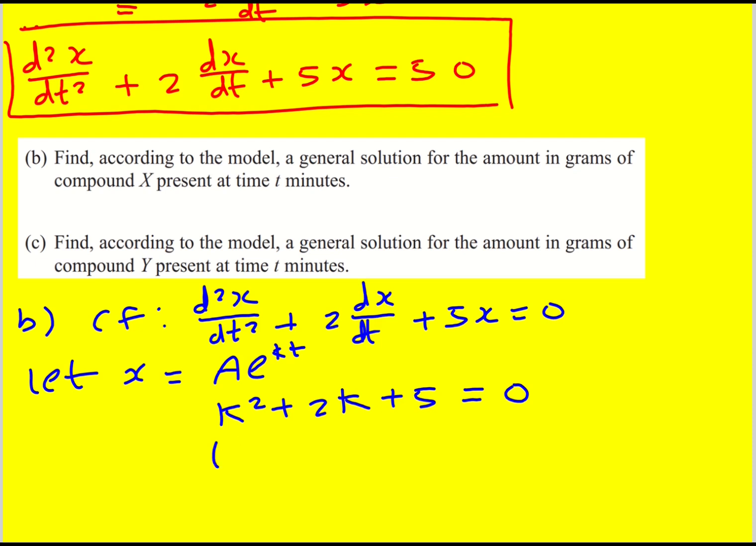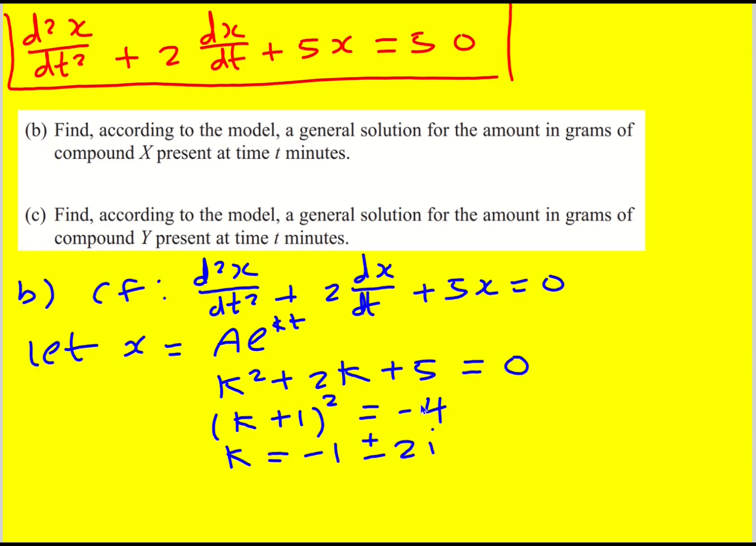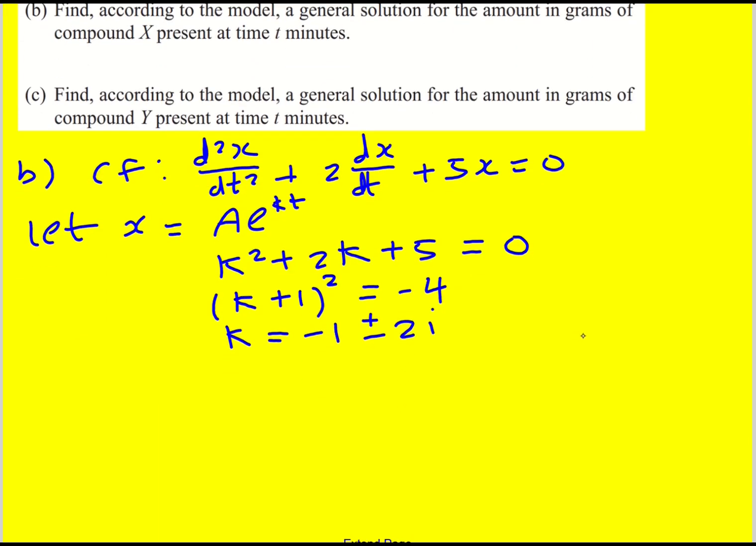And you can either use the quadratic formula. In this case, it's going to be quite quick to complete the square. It's not going to factorize, by the way. We're going to be getting complex solutions. So (k plus 1) squared is actually going to equal minus 4, which means k ends up being minus 1 plus or minus 2i.